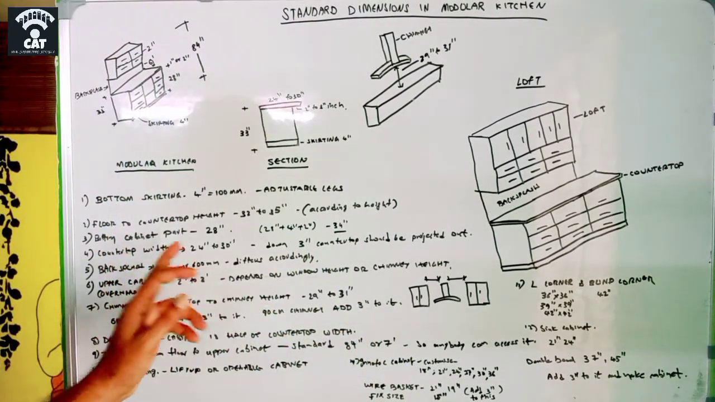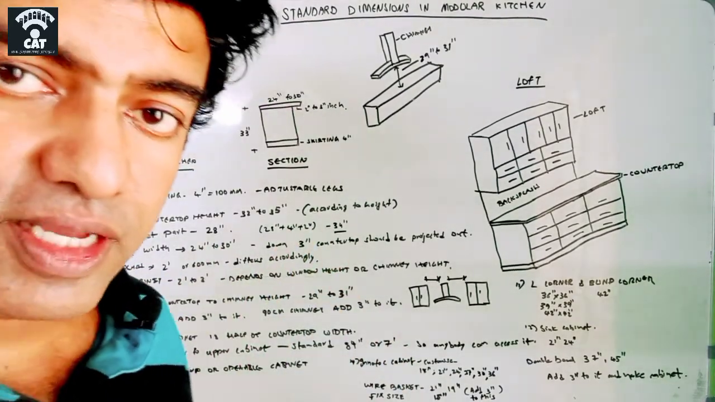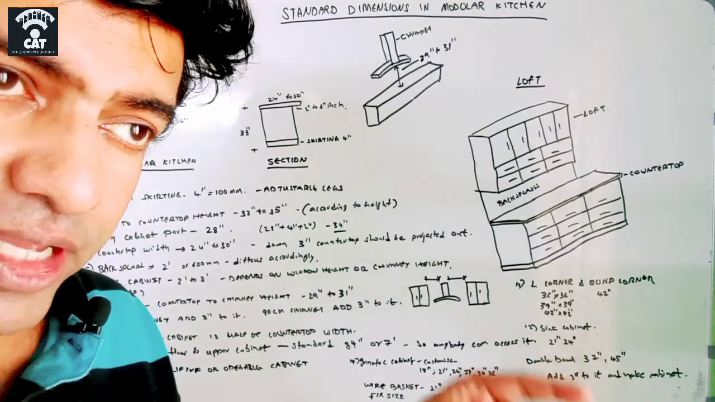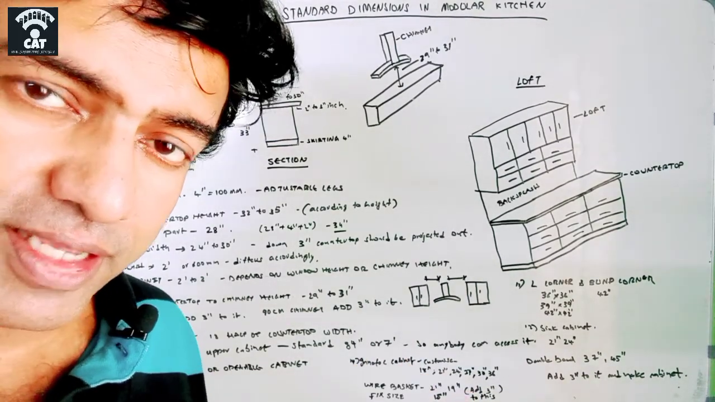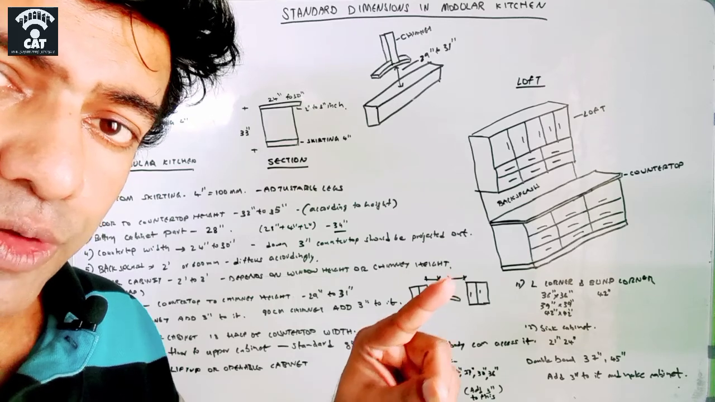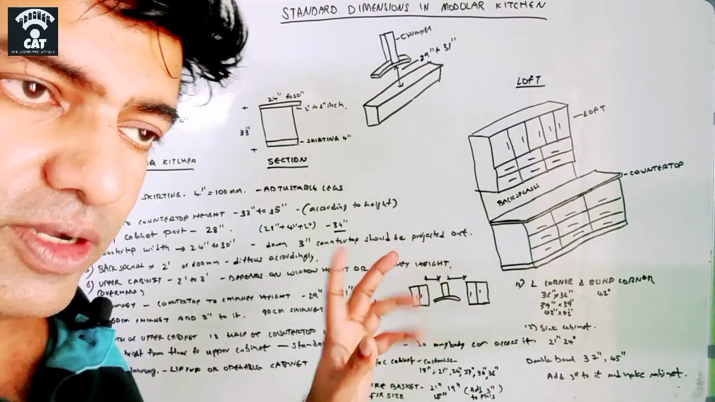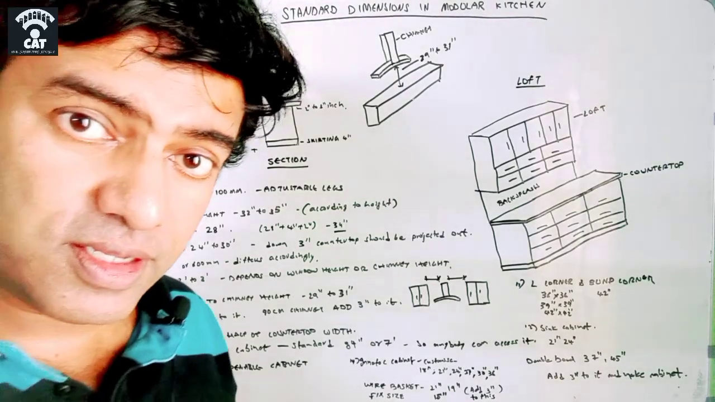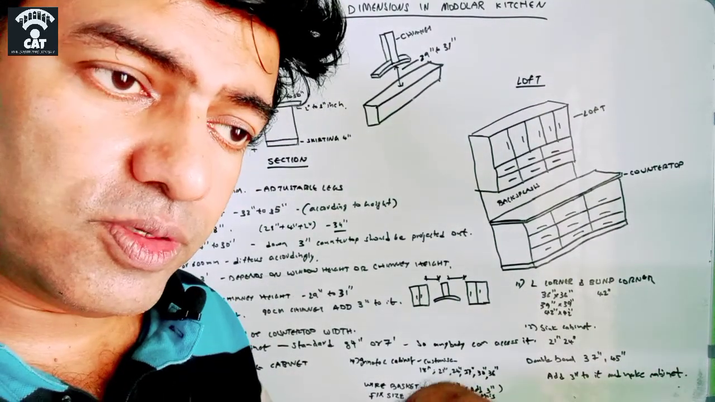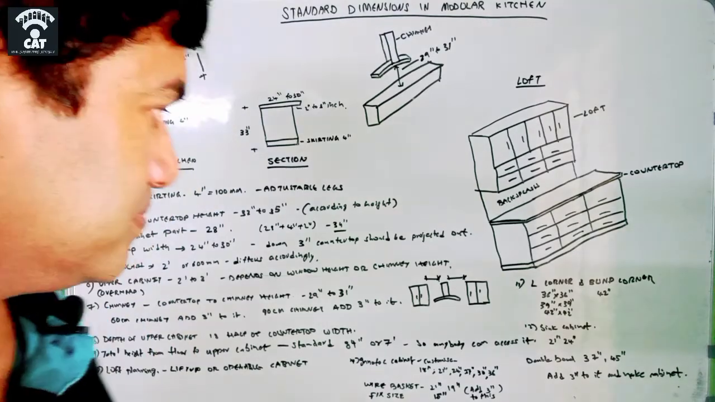Then the bottom cabinet part is 28 inch, the usable area. The 28 inch plus the 4 inch of the skirting plus the countertop thickness of 1 or 2 or 3 inch comes to around 33, 34, 35 inch. That is the total height of the countertop from the floor.